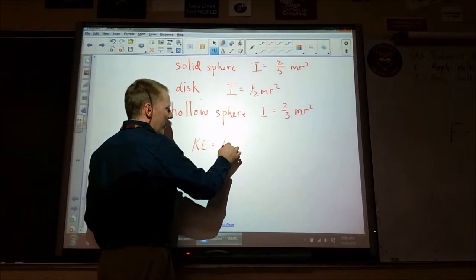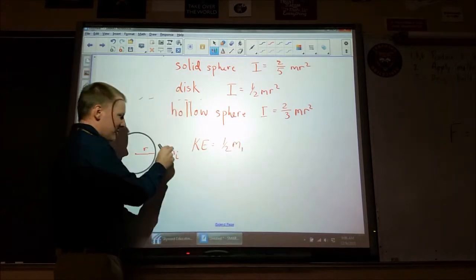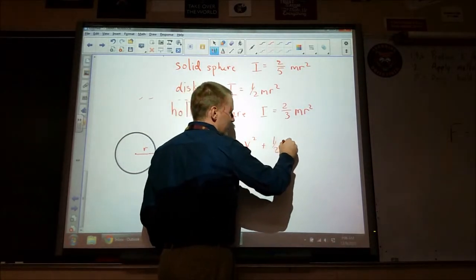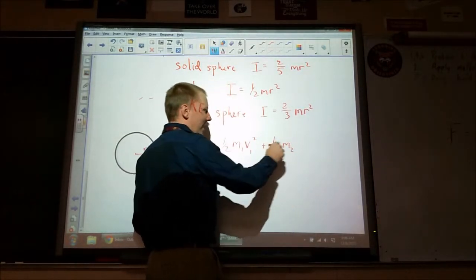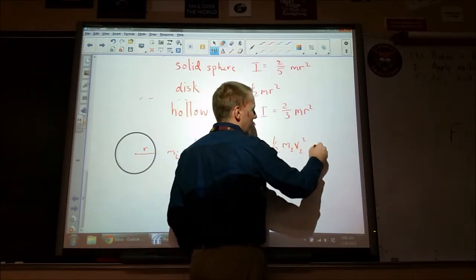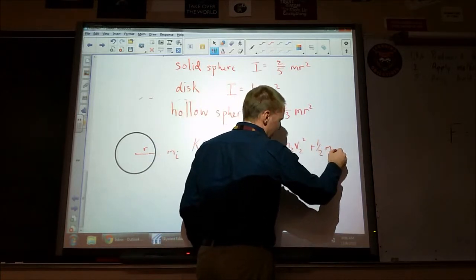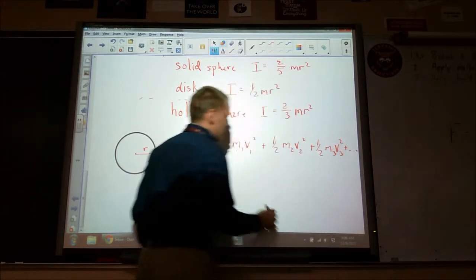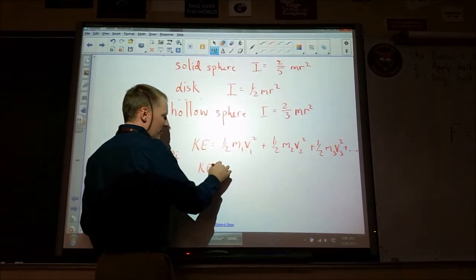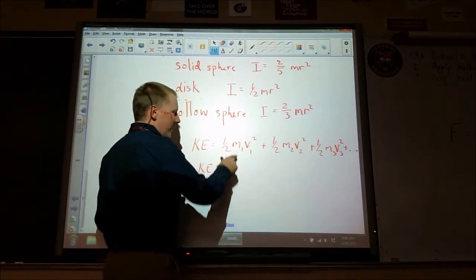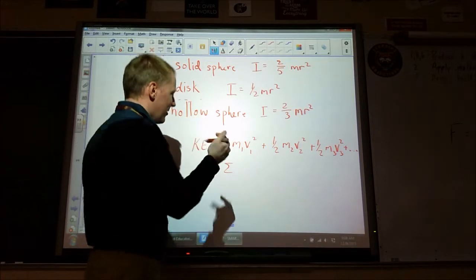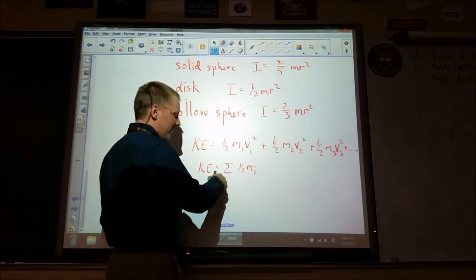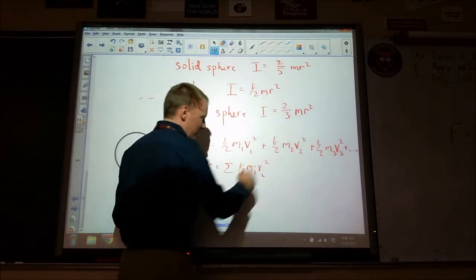It would be 1/2 times the first little chunk of mass times the square of its velocity, plus 1/2 times the second little chunk of mass times its velocity squared, plus 1/2 times the third little chunk of mass times its velocity squared, and we keep adding them. So we would come up with another sum. And if we chose it so that all of these were the same, well, we'd have 1/2 times m_i, because we're just summing over i, times v_i squared.